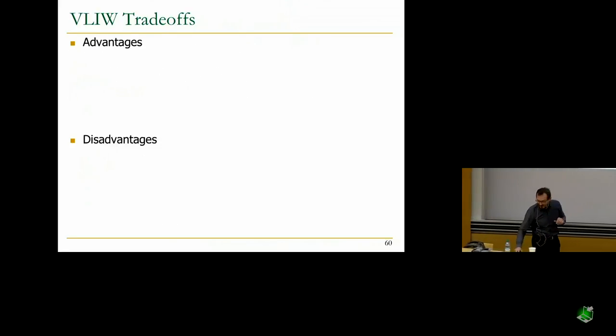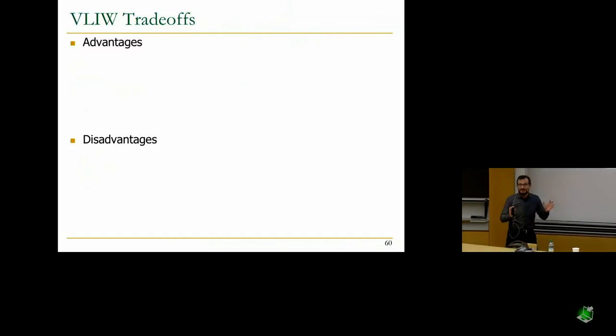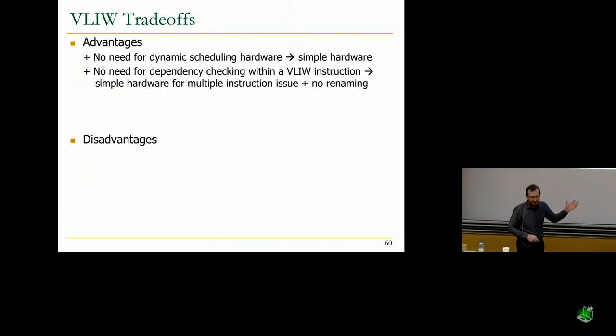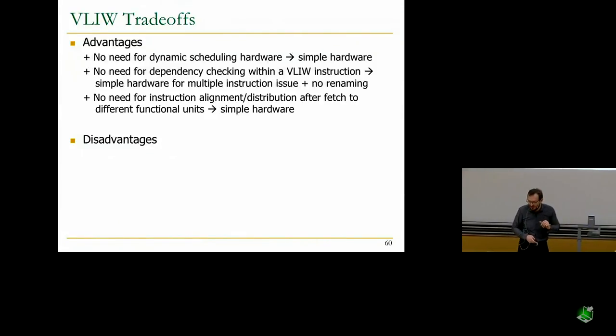Let's talk about the trade-offs of VLIW. It has a lot of advantages. No need for dynamic scheduling hardware. Hardware is simple. No need for dependency checking within a VLIW instruction. Again, simple hardware for multiple instruction issue. There's no need for renaming. Superscalar execution goes away, all of that dependency checking logic, which is really the limiter of all of those machines. There's no need for instruction alignment and redistribution after you fetch to different functional units. Actually, we didn't talk about this, but essentially I said earlier, in a superscalar machine, you need to have kind of like a network of wires to ensure that the instruction that you have over here goes to the right functional unit. That's complex, and you get rid of all of that complexity.